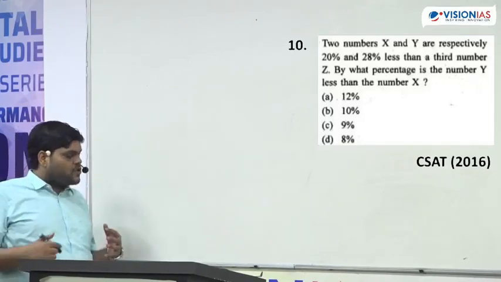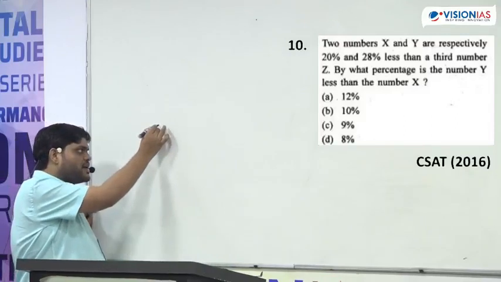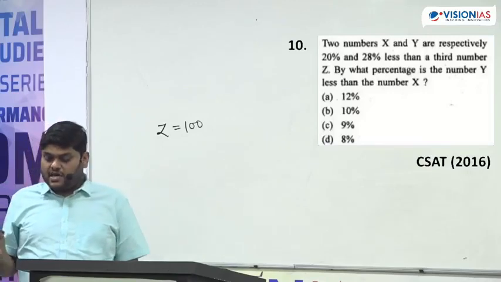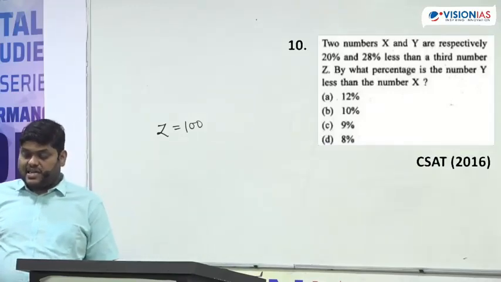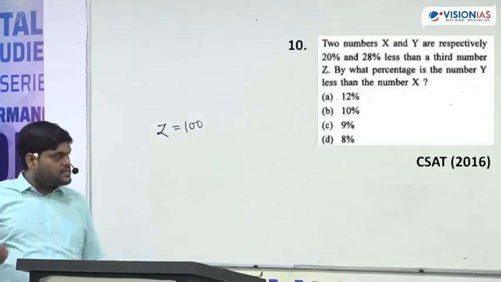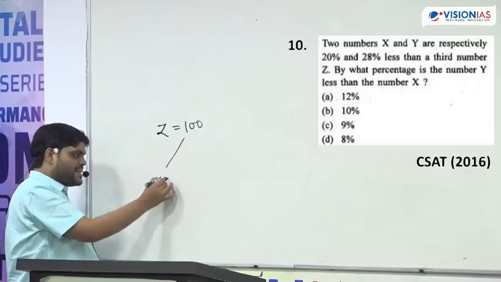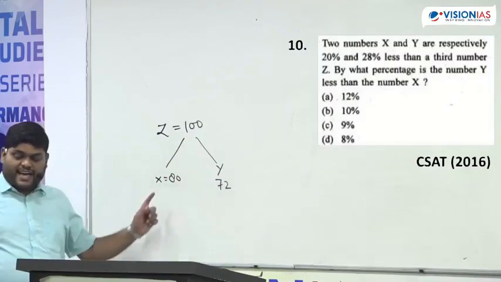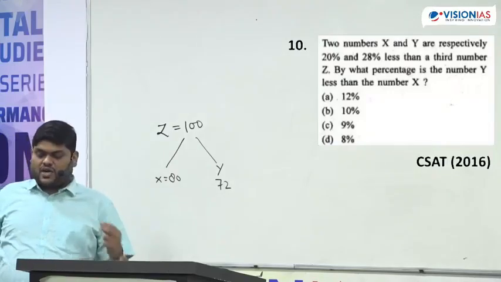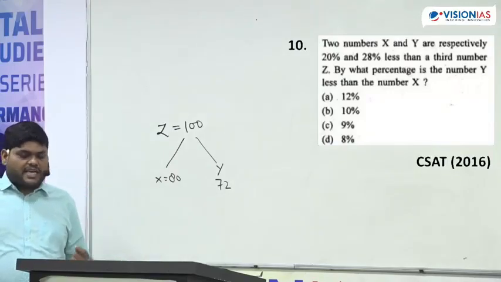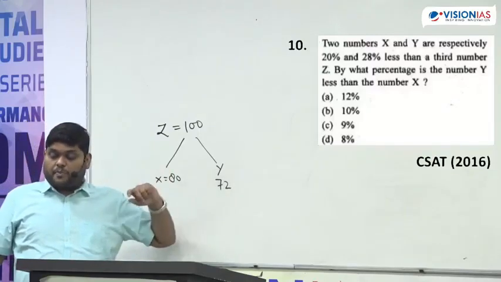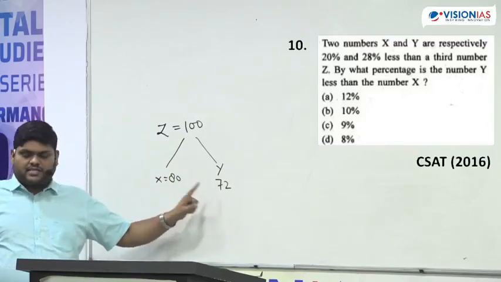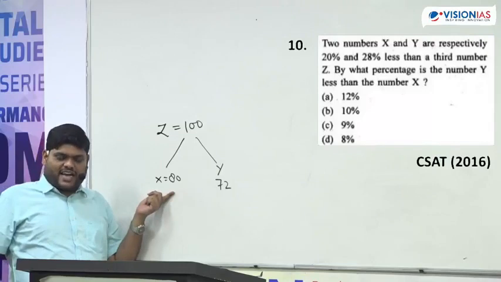See, in such a case what we have to do, we have to take the third number equal to 100. So let's take the third number is equal to 100. Now x is 20% less and y is 28% less. So x becomes 80 and y becomes 72, because x is 20% less, y is 28% less. That means 72 is how much percent less than x, or 80?